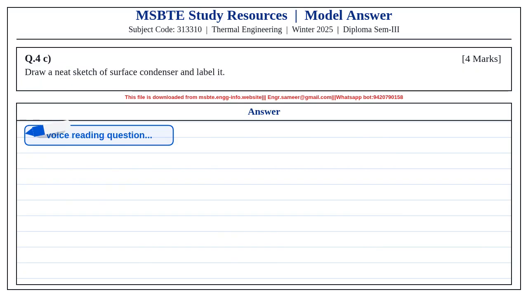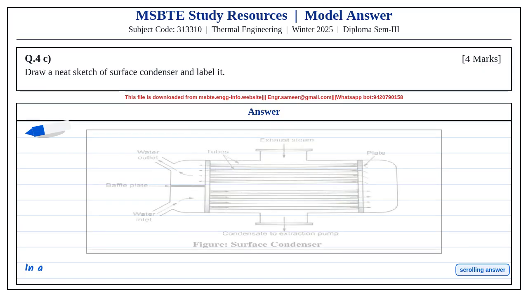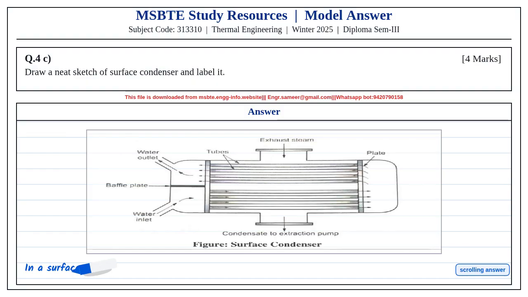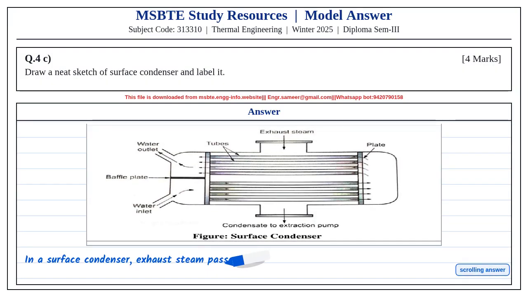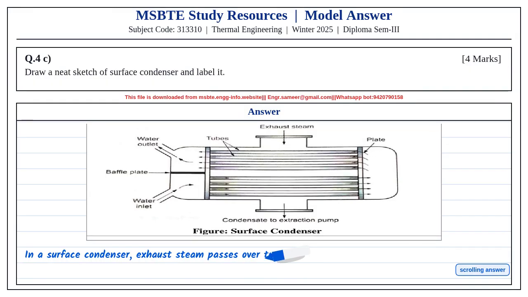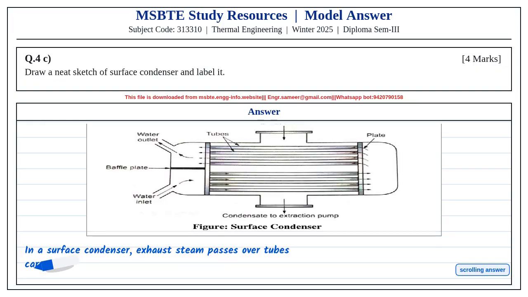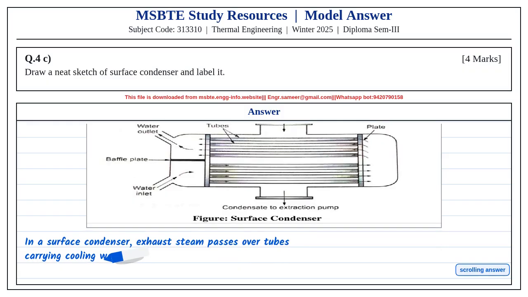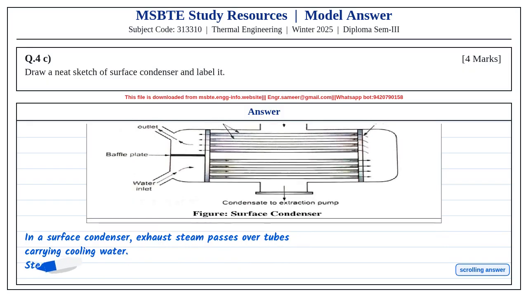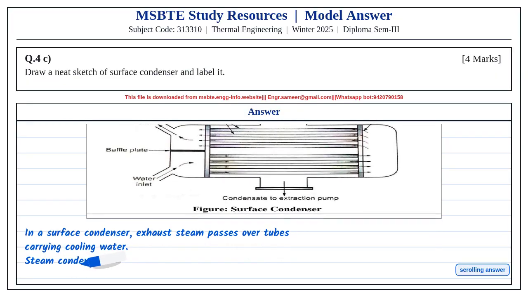Question 4c. Draw a neat sketch of surface condenser and label it. See the image carefully. You will have to reproduce this surface condenser diagram in the exam. Observe all labels: water inlet, water outlet, baffle plate, tubes, tube plate, exhaust steam and condensate to extraction pump. The main point is that cooling water flows through the tubes and exhaust steam passes outside the tubes.